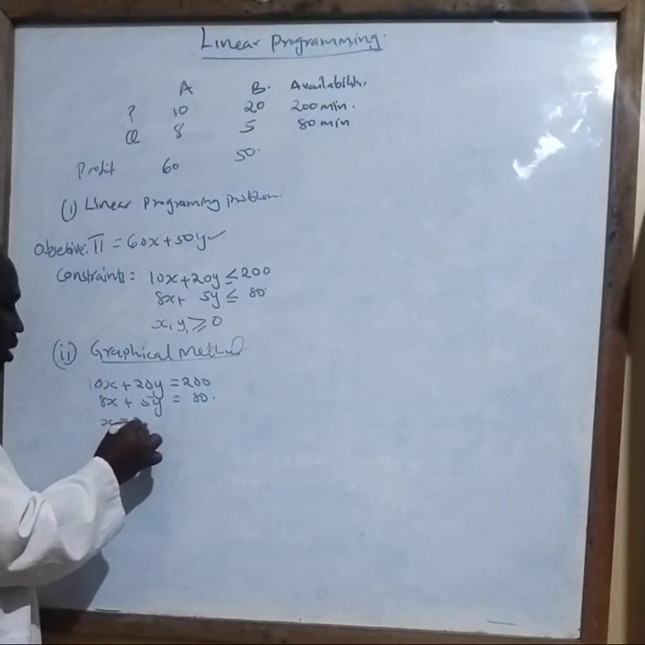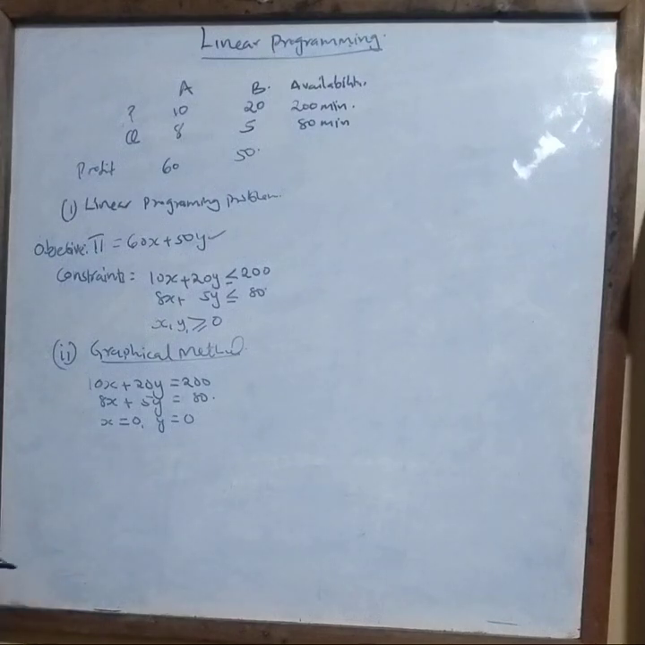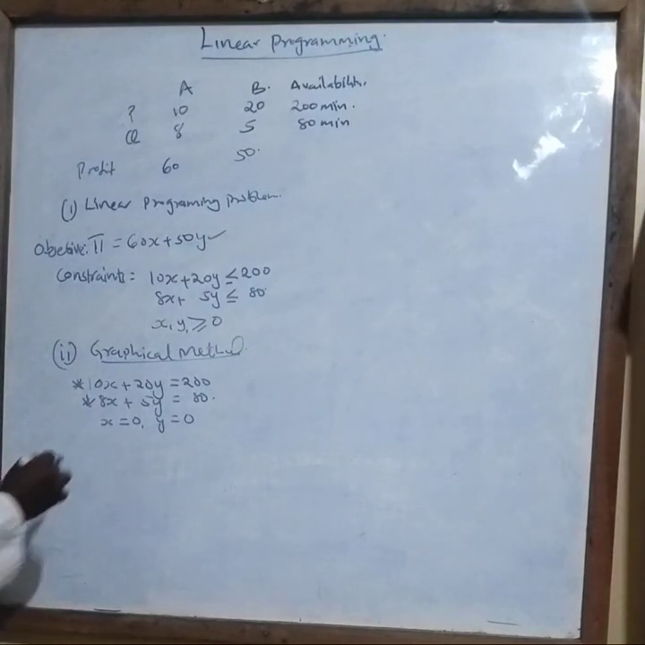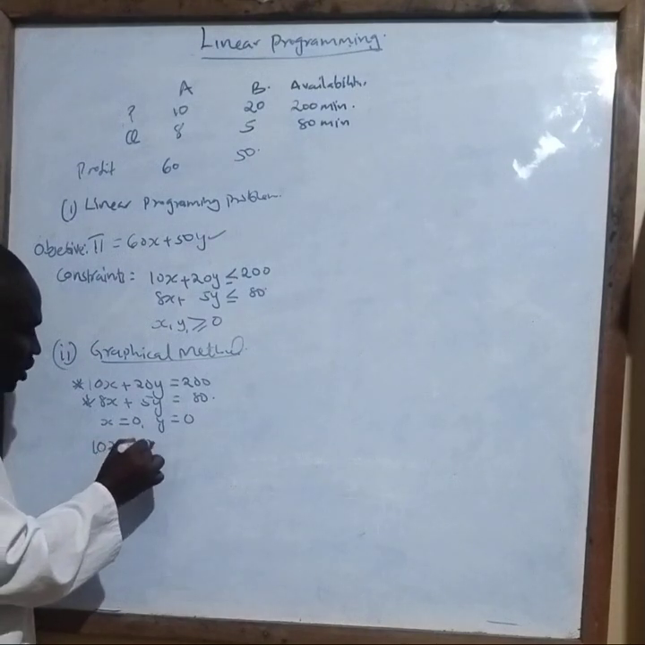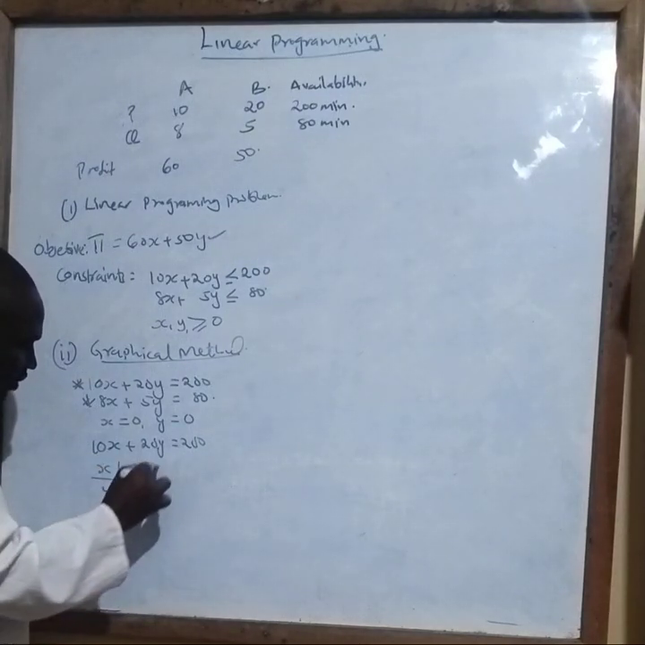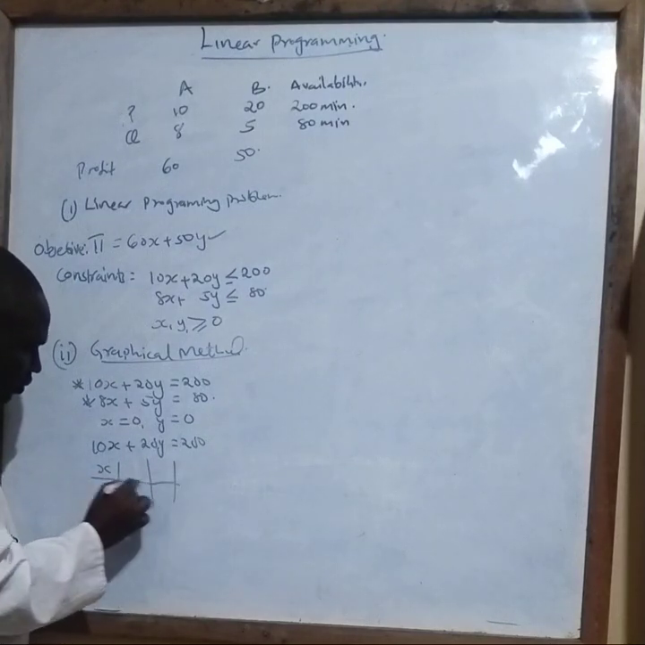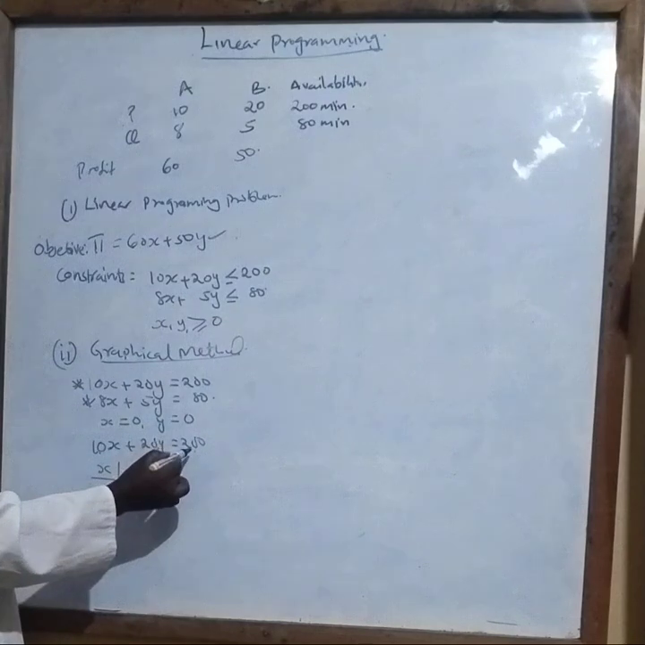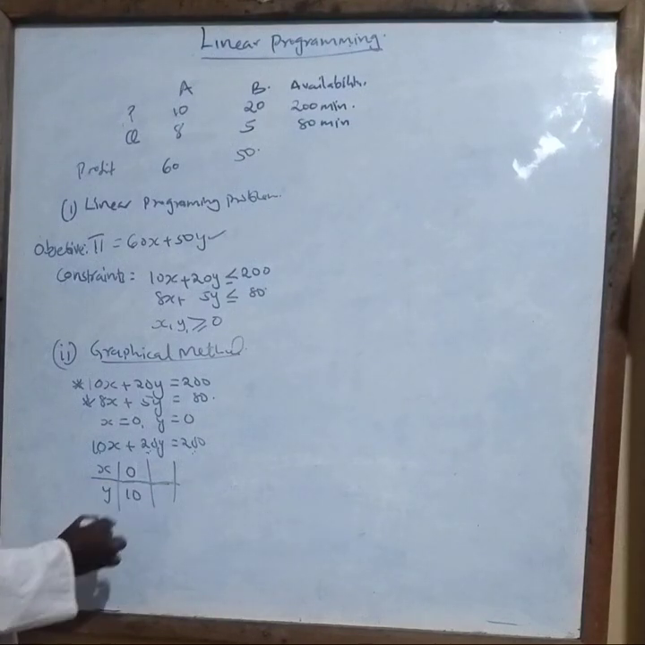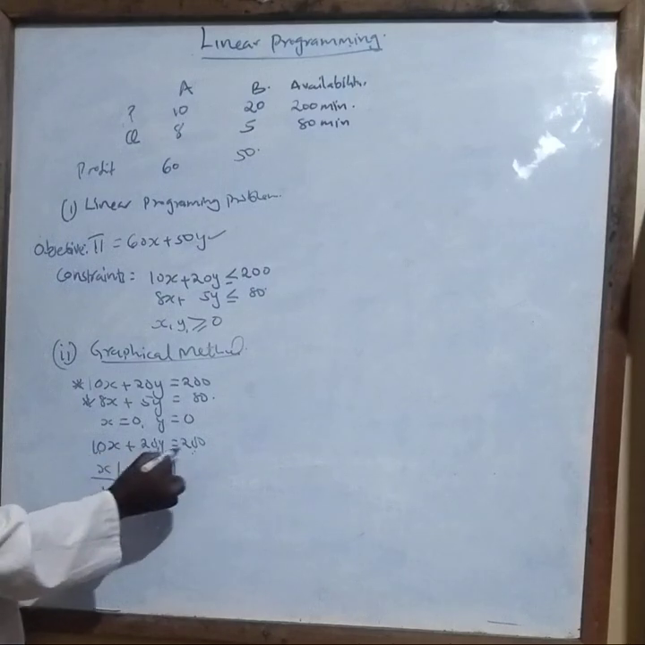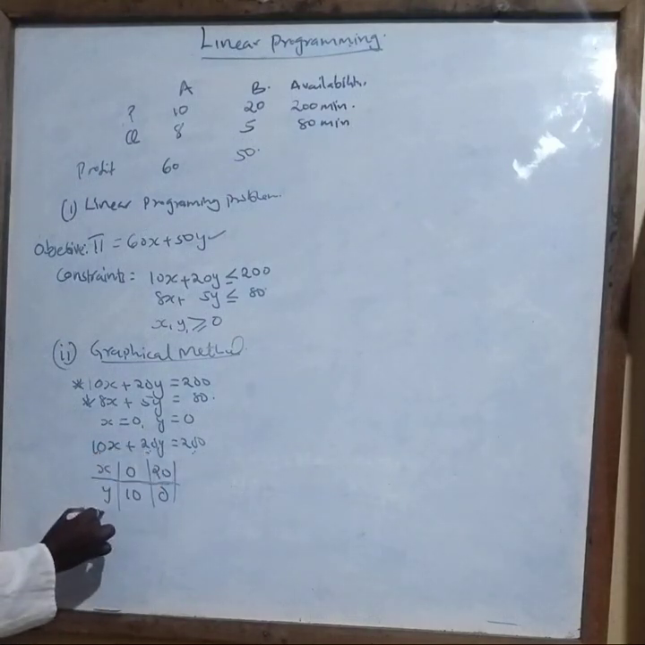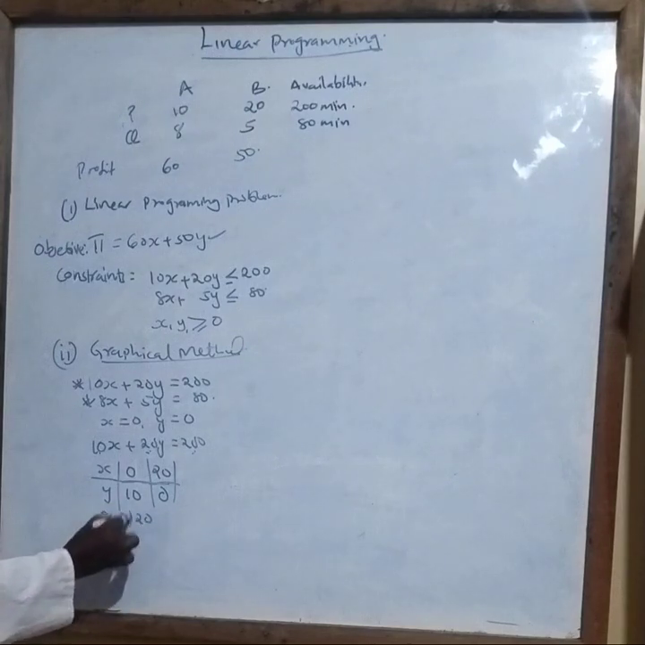Then x equals 0 and y equals 0. Once you do this for the first two, you get the coordinates. So 10x plus 20y equals 200. If x is 0, y is 200 divided by 20, which is 10. If y is 0, x is 200 divided by 10, which is 20. These are the coordinates: 0, 10 and 20, 0.